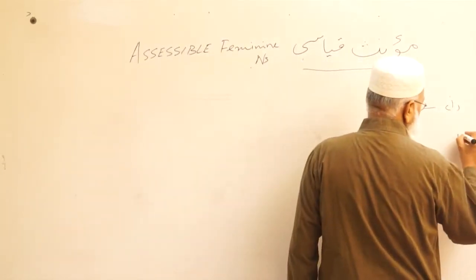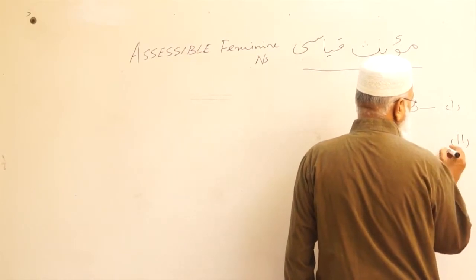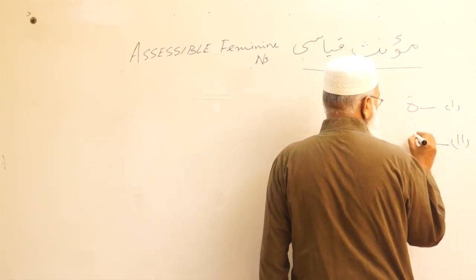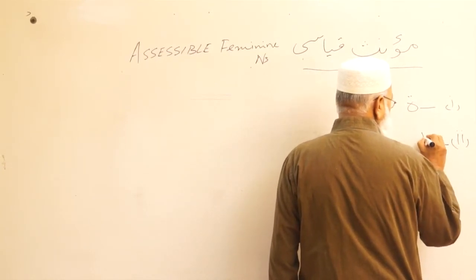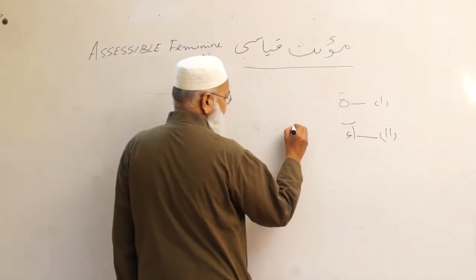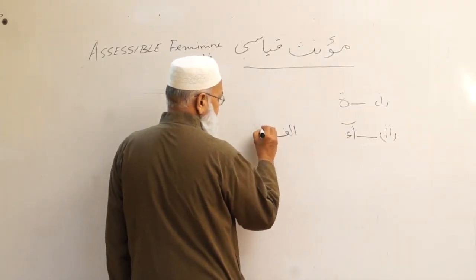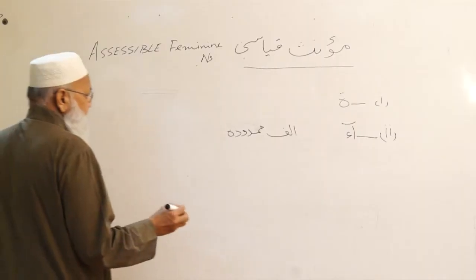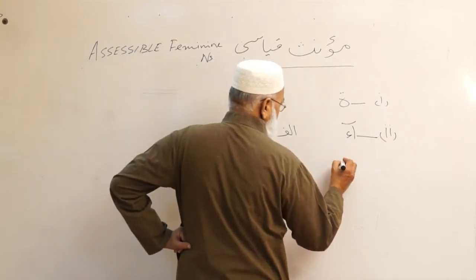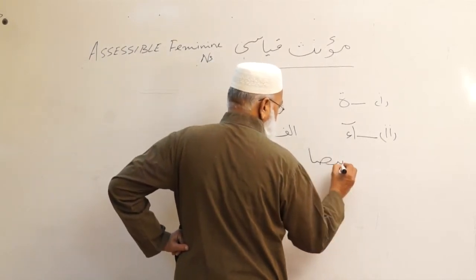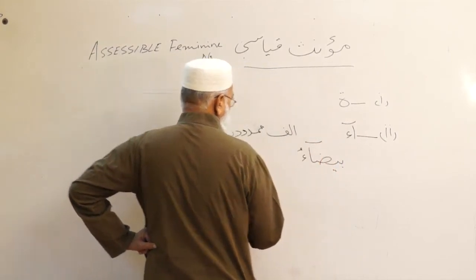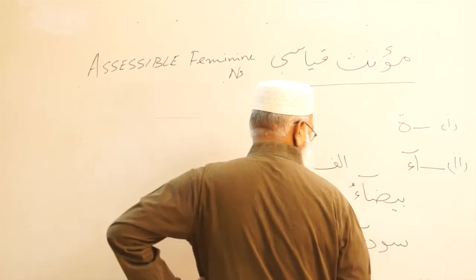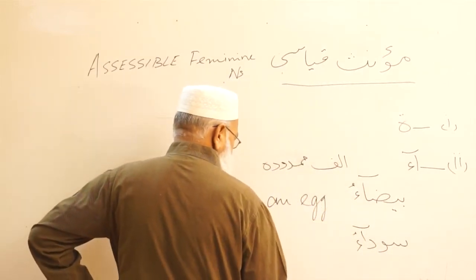Second category in this heading is the nouns ending at alif mamduda. Example, baydaw, an egg. Sawdaw, a black woman.